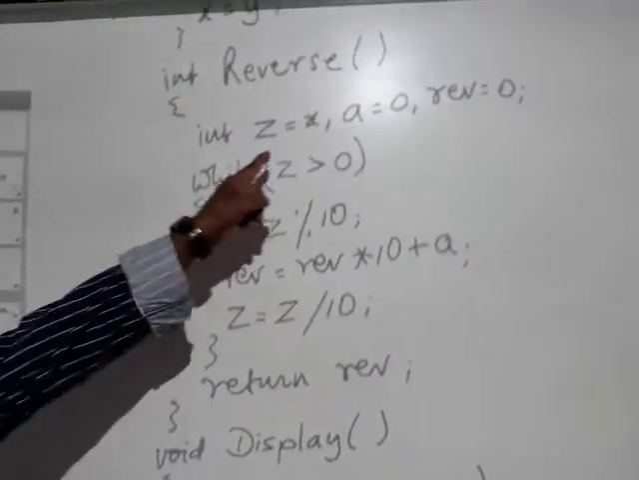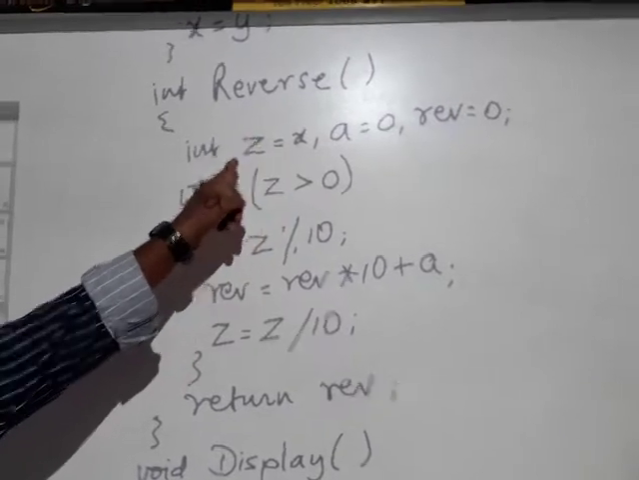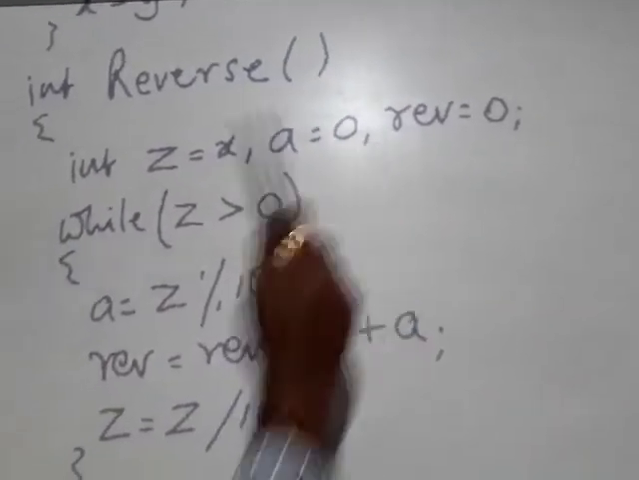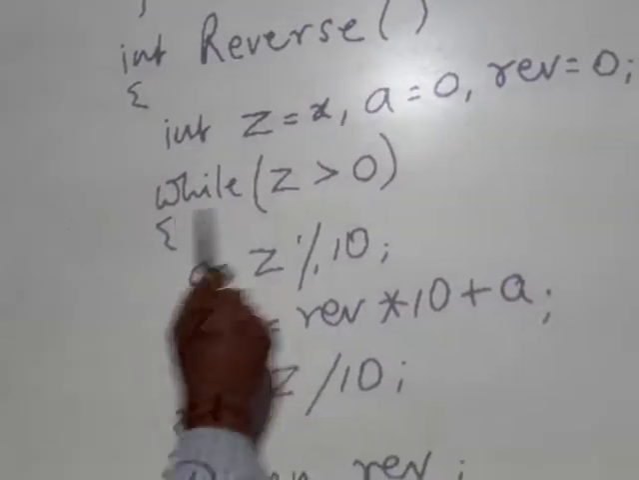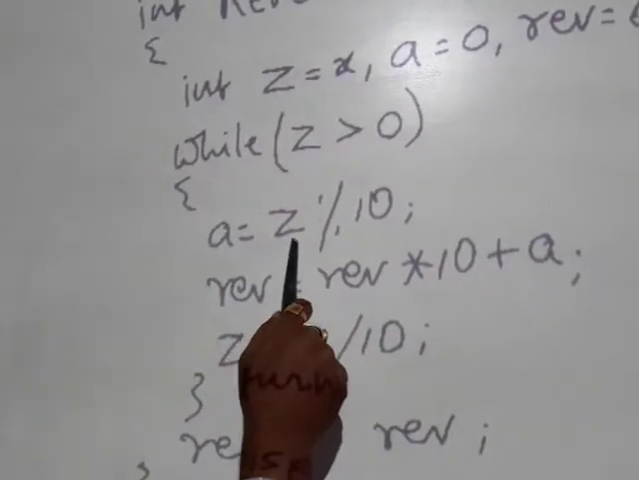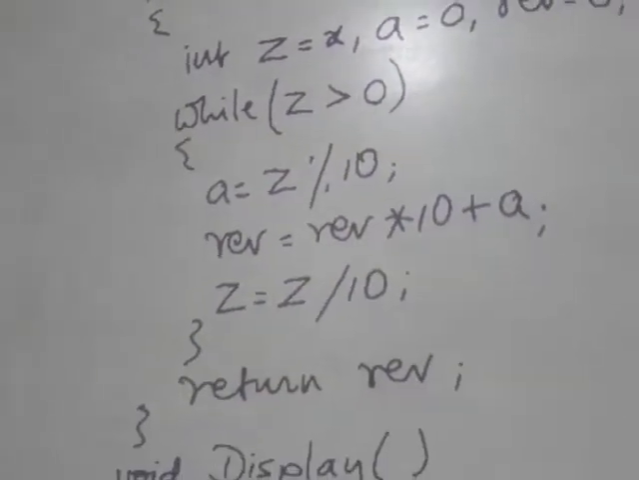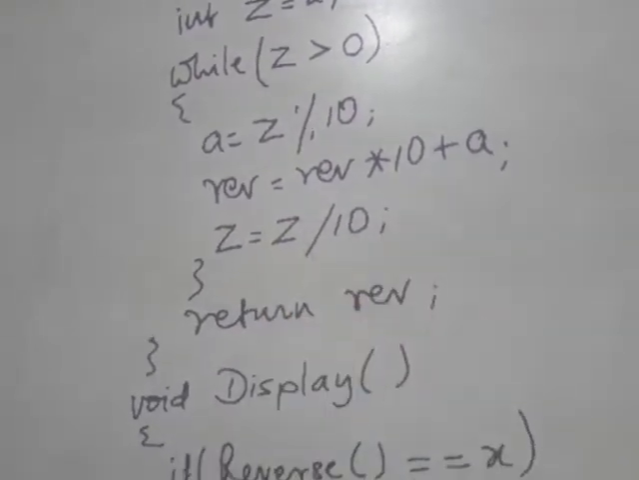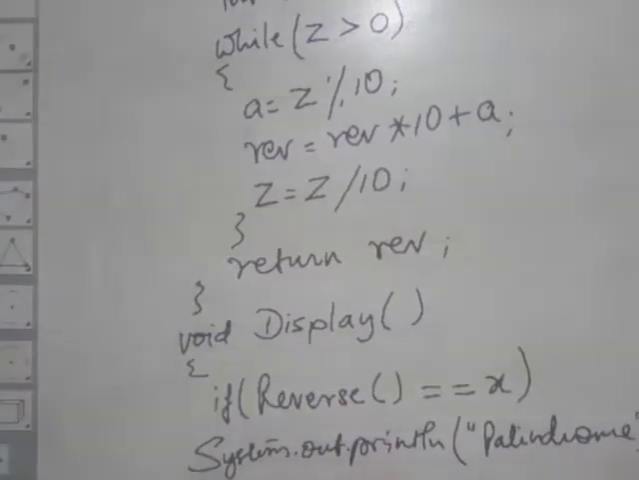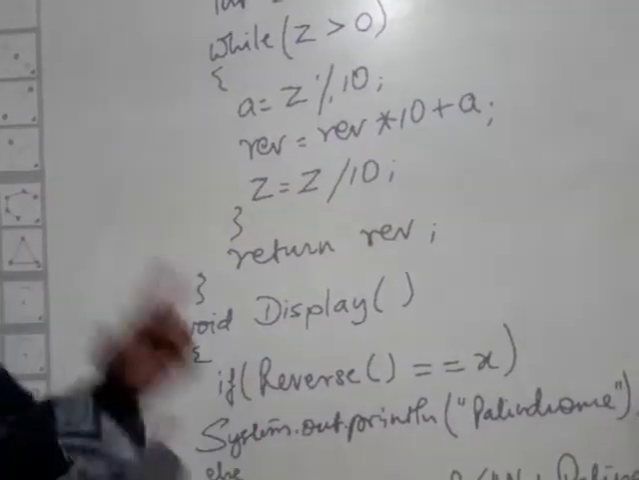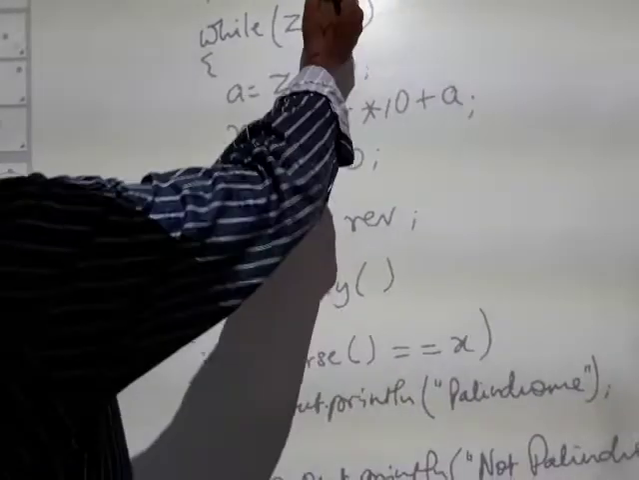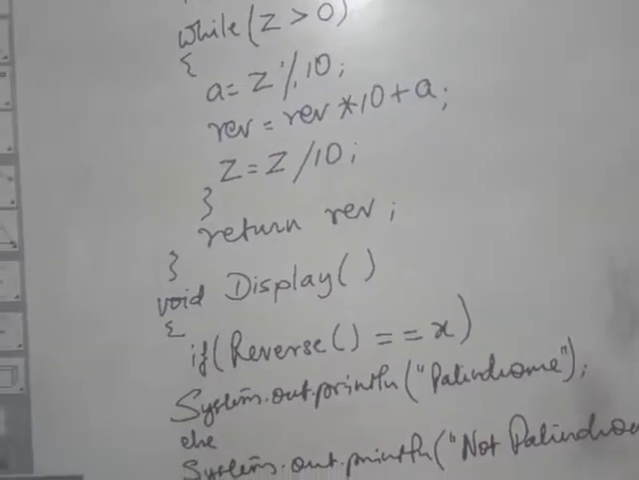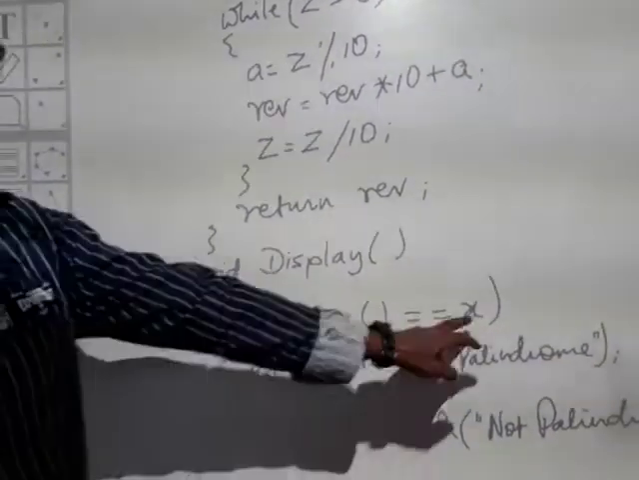So int z is equal to x. Again, I have taken over here a copy variable called z. rev I have taken for reverse, a for the digit. a equal to z modulus 10 while z is greater than 0, that is to extract the digit. Find the reverse of the digit here, reduce the number. So we have reduced a copy of the number, not x. As I told you, the disadvantage of using x: if I use x, the global data member x will become 0. So you won't be able to compare with x later.